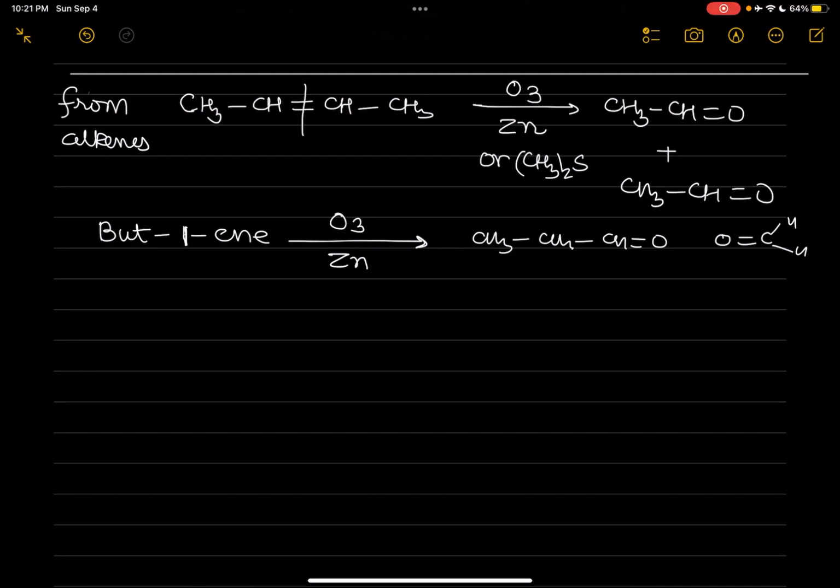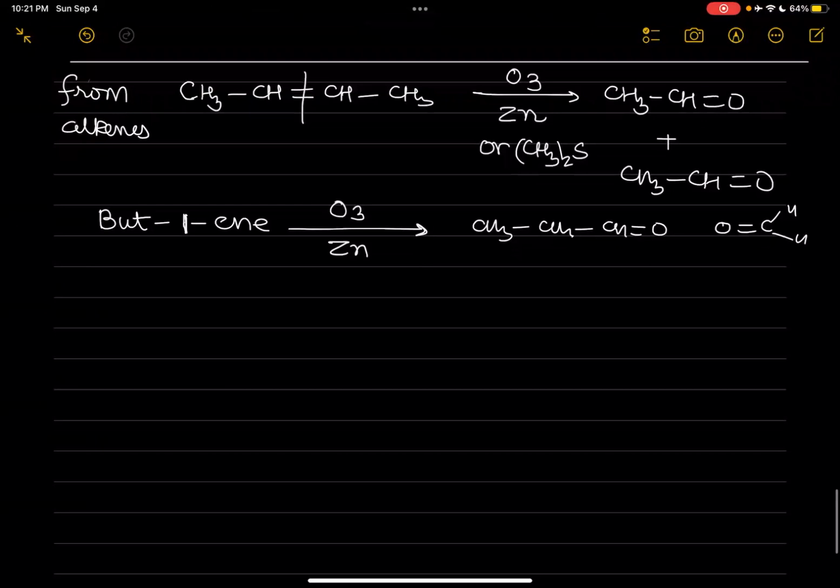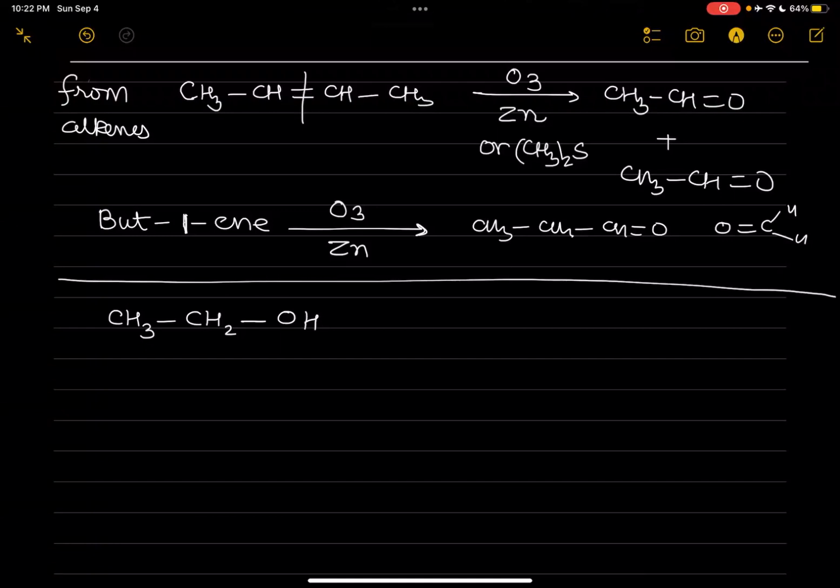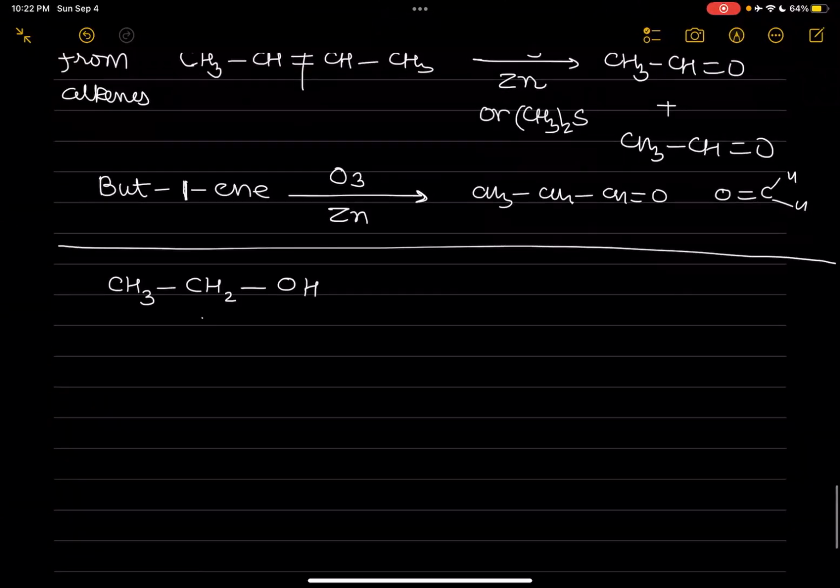Okay, so how do you get it from alcohol? That you can tell me, because you must have studied alcohol a little bit. If not, don't worry, I will explain. So how do you get aldehyde or ketone from alcohols? So this is a primary alcohol. For primary alcohol, you do the oxidation. Oxidation is removal of hydrogen. And how do you remove hydrogen?